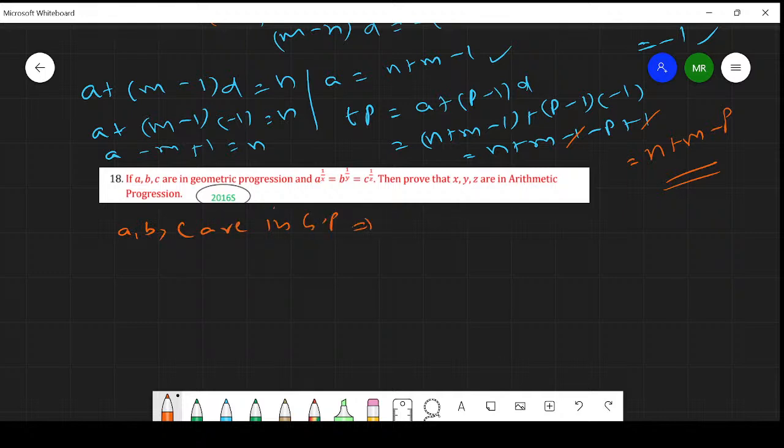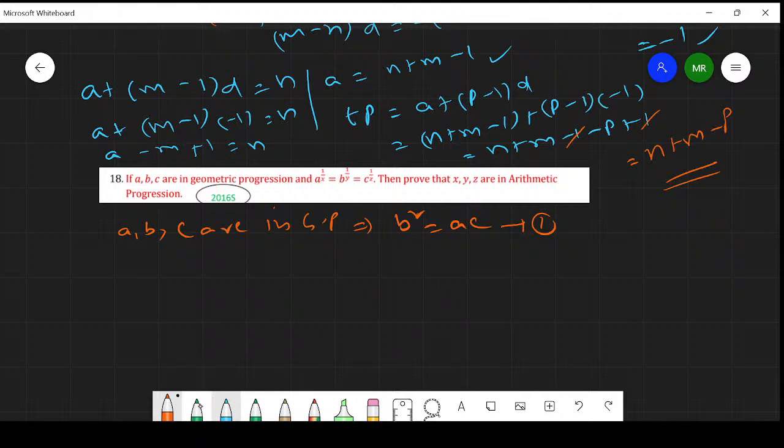When these are in GP, we know the condition b square is equal to ac. Whenever a, b, c are in GP, I can write b square is equal to ac. This is given. This is equation 1. They are given a power x.